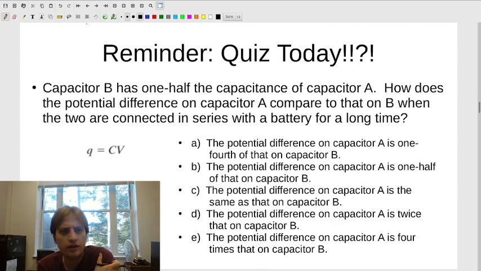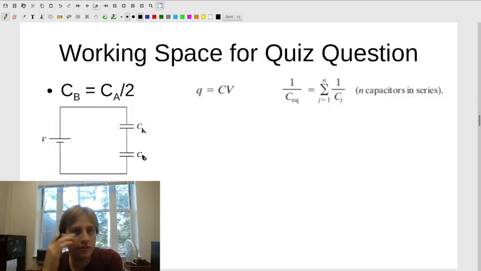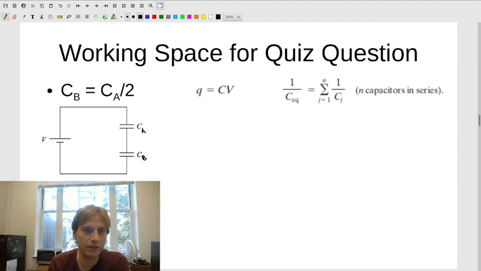Okay, one last one for this quiz review. It says capacitor B has 1/2 the capacitance of capacitor A. How does the potential difference on capacitor A compare to that on B when the two are connected in series with a battery for a long time? Okay, well, let's draw this out and make sure that we understand it. In series means that capacitor A and capacitor B are right next to each other. The problem gives us the information that the capacitance of capacitor B is 1/2 of the capacitance of capacitor A.